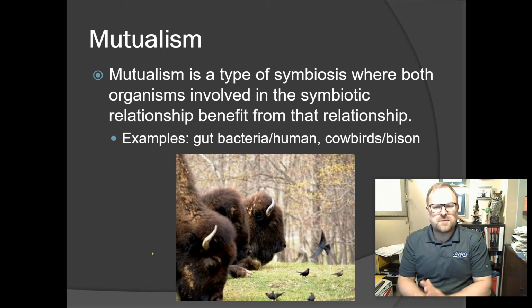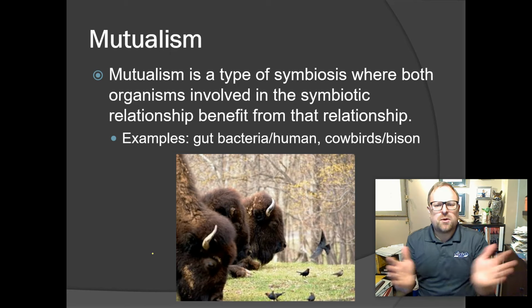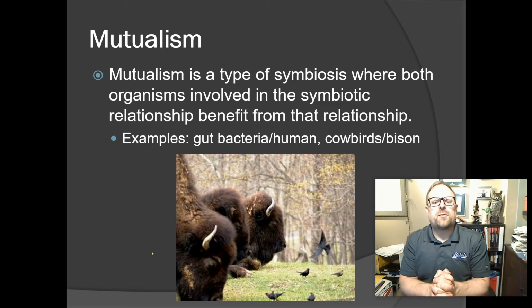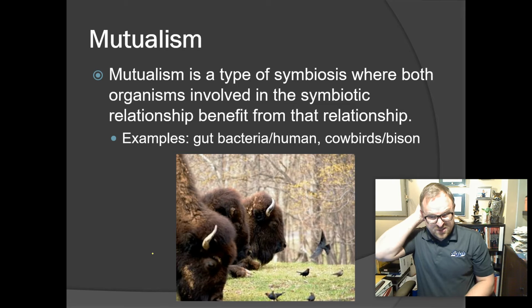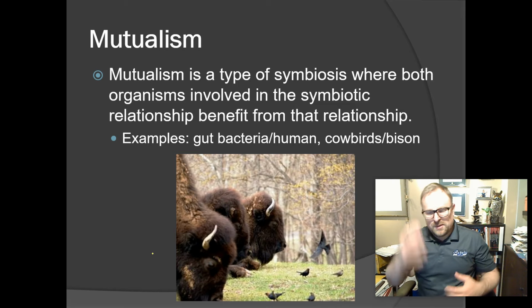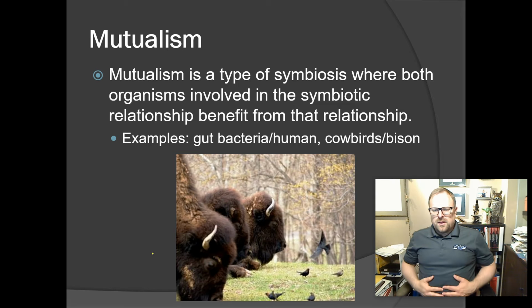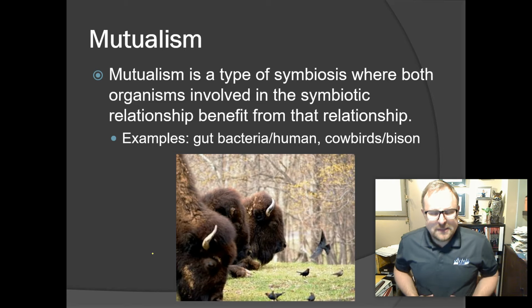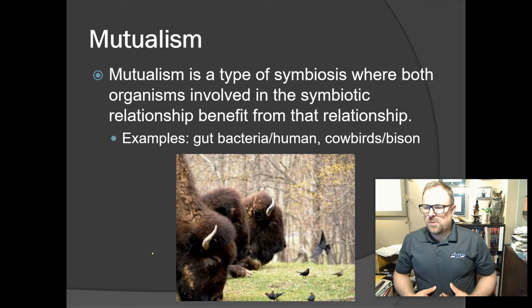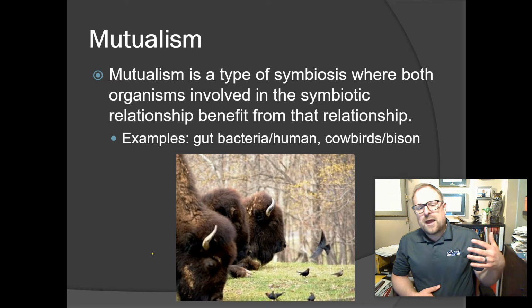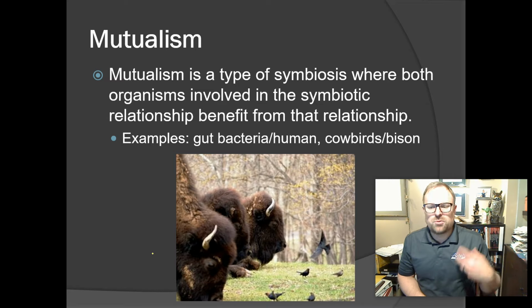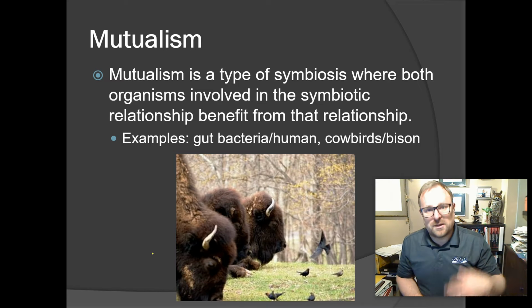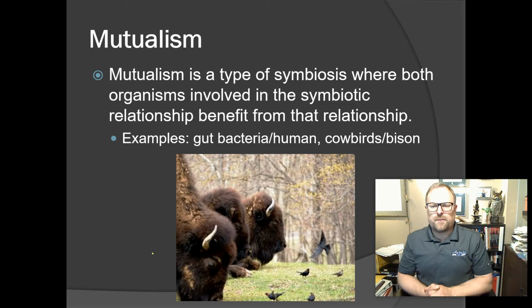So mutualism is the first one. It's a type of symbiosis where both organisms involved in the symbiotic relationship benefit from that relationship. And so there's some examples I can explain to you. One of them is what happens with our gut bacteria. There are bacteria in our guts, particularly in our small and large intestines, that are there mainly to help us with the digestion process. And what they benefit from is they get food and nourishment and a place to live. So they're both benefiting from that.